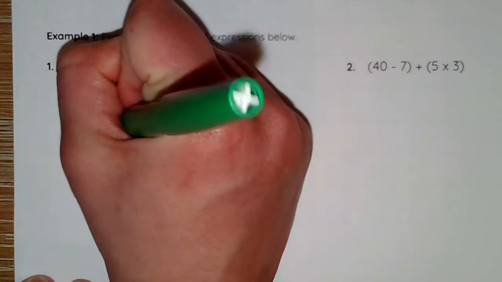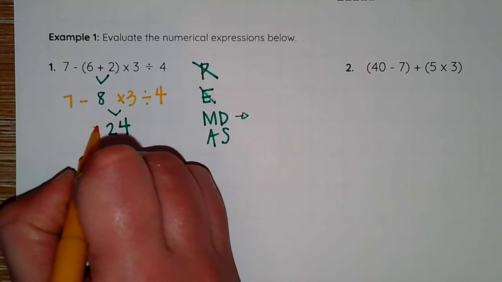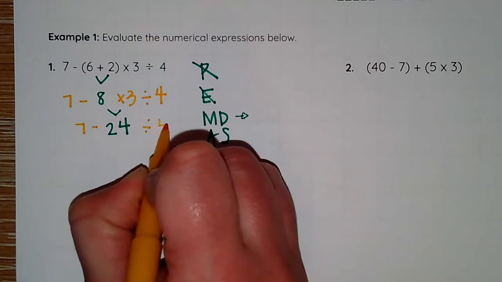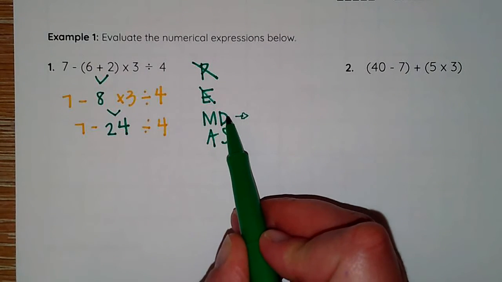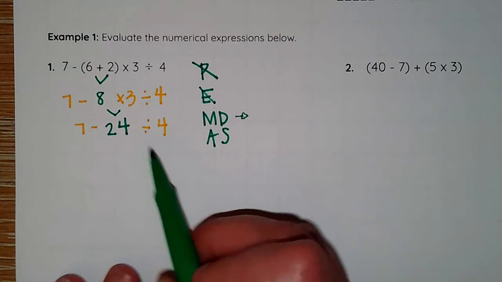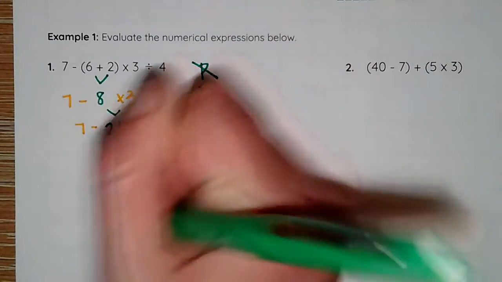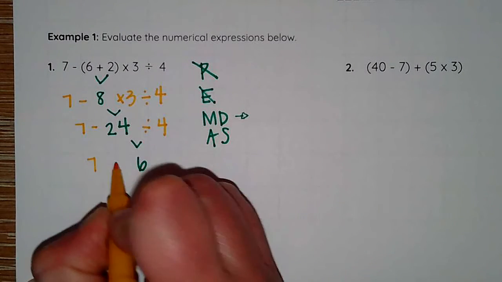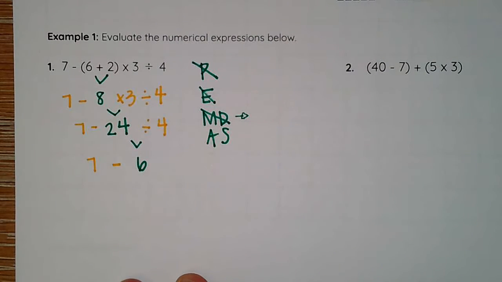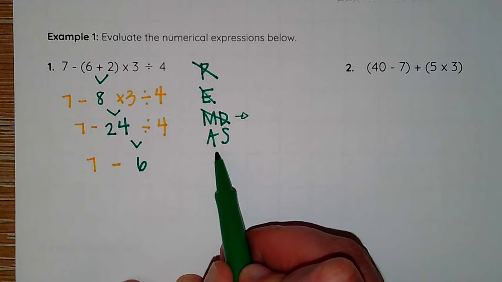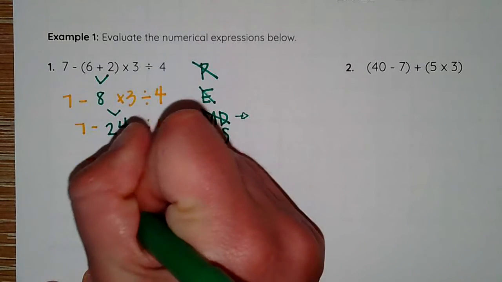8 times 3 is 24. So now I bring down all the rest of my expression. I did the multiplying, but I still have division left, so I need to get that next. 24 divided by 4 gets me 6, but I still have that 7 minus. I look back over here. I'm done with multiplying and dividing. All that's left is adding and subtracting. I've only got subtracting, 7 minus 6 is 1.